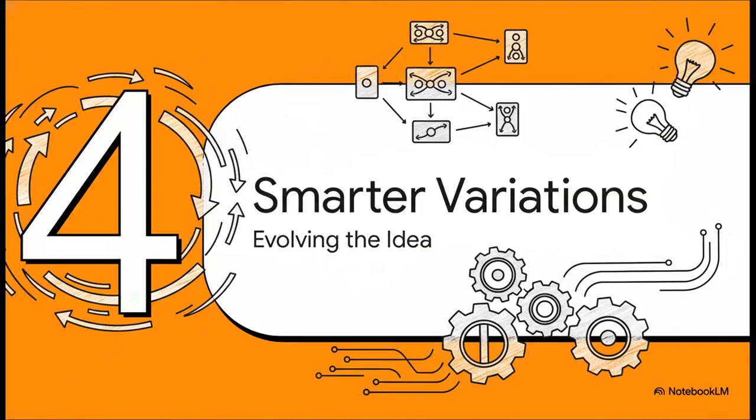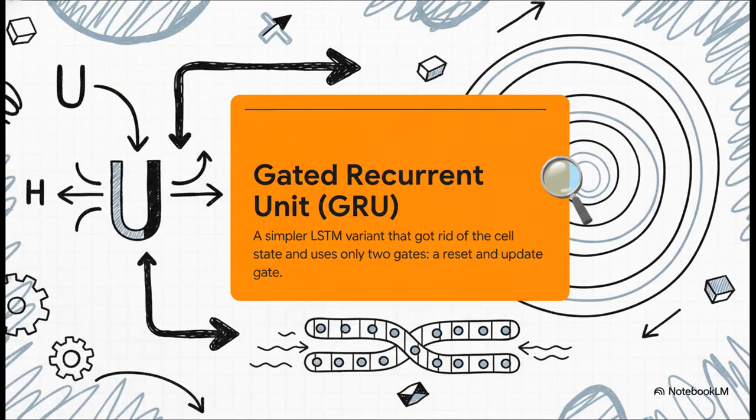The LSTM was a massive leap forward, for sure, but the innovation didn't stop there. Researchers started wondering, hey, can we get this same power but with a simpler, more efficient design? And that led to some really clever new variations. And that brings us to the Gated Recurrent Unit, or GRU. The whole point of the GRU was to take the best ideas from the LSTM and just streamline them.